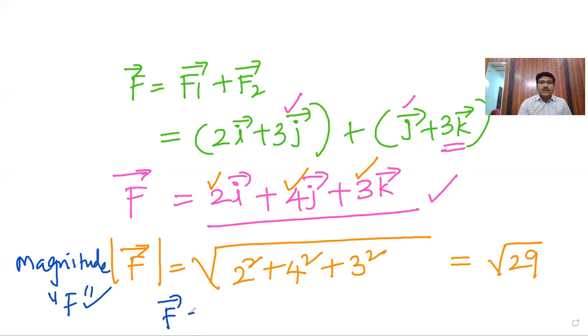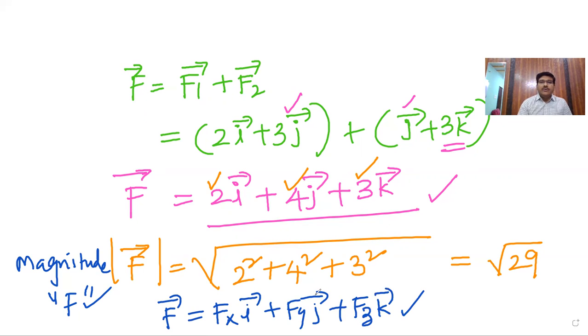Here, in the vector form, F bar is Fx i bar plus Fy j bar plus Fz k bar. Then the magnitude is the square root of Fx square plus Fy square plus Fz square. That's what we have achieved. Now this is the final answer, root of 29. Clear? Let me take up the second problem.